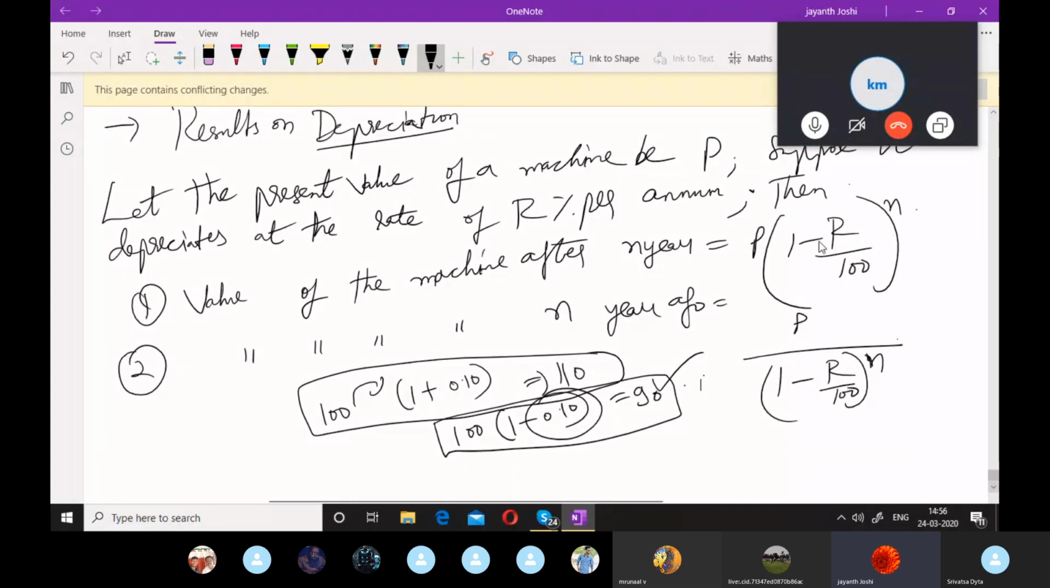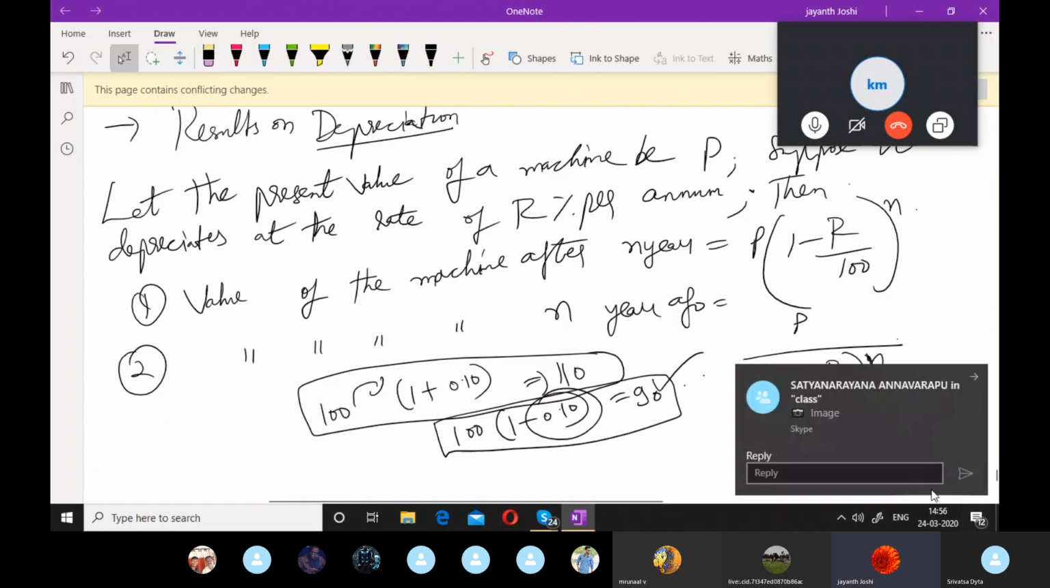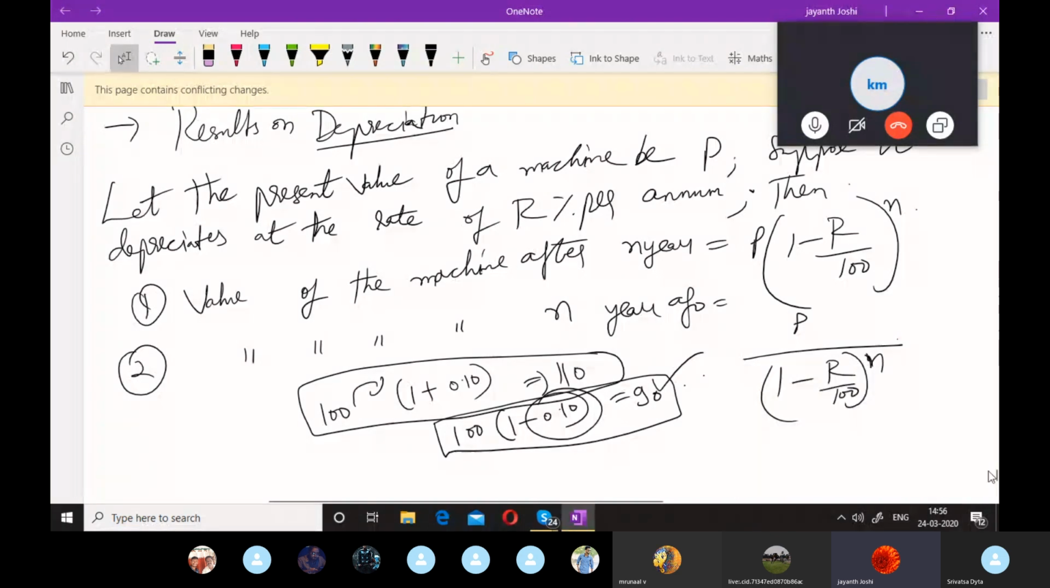But here P into, that means we are finding out the machinery value after n years. Here we are finding out the machinery value as on today or 5 years back's value. As on today in the sense, 5 years future value will be given to you. If you have today's value, you can find out the 5 years back value also by this formula. If it says ago, that means divided.